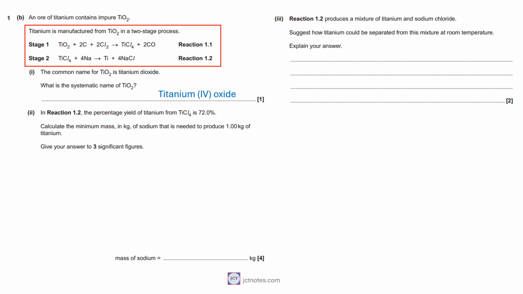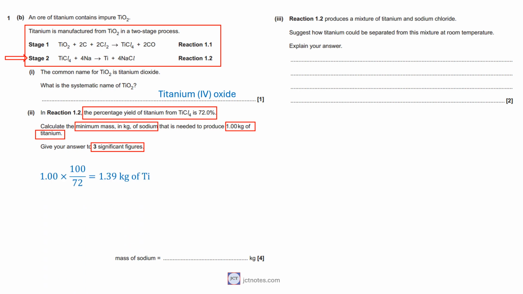In the second question we have that the percentage yield of titanium from titanium chloride is 72%. We are asked to calculate the minimum mass, in kilograms, of sodium that is needed to produce 1 kilogram of titanium, giving the answer to 3 significant figures. To obtain 1 kilogram of titanium with a 72% yield, we need to aim to get 1.39 kilograms of titanium. Using the molar mass of titanium as 47.9 grams per mole, and changing from kilograms to grams, we can get that 1.39 kilograms of titanium is 29 moles of titanium.